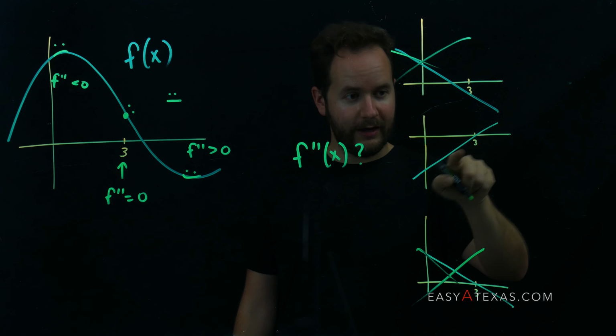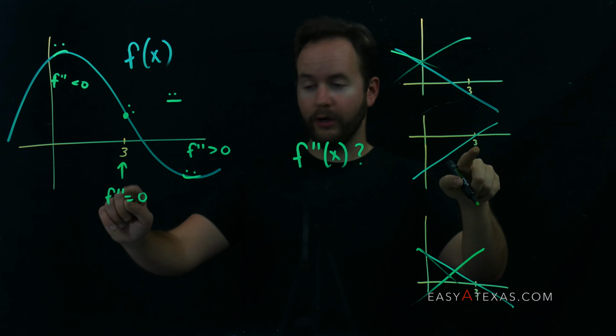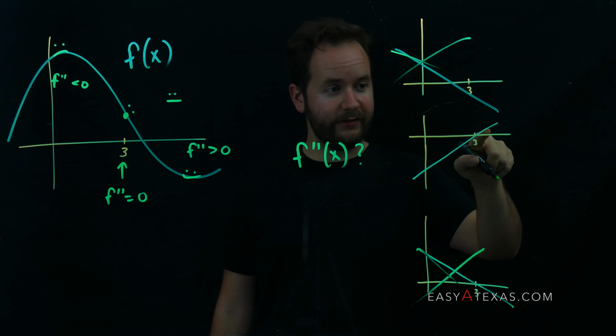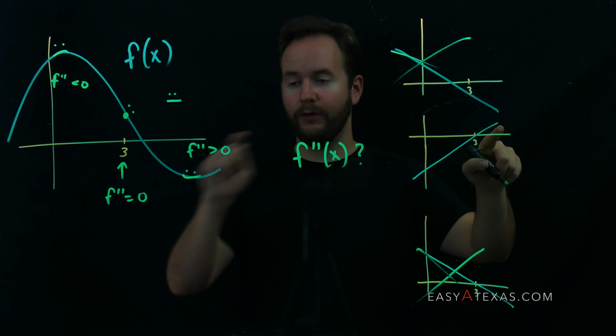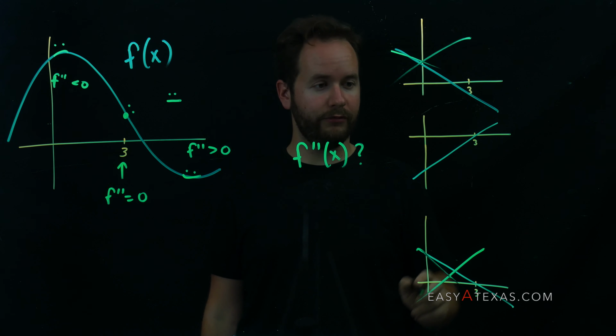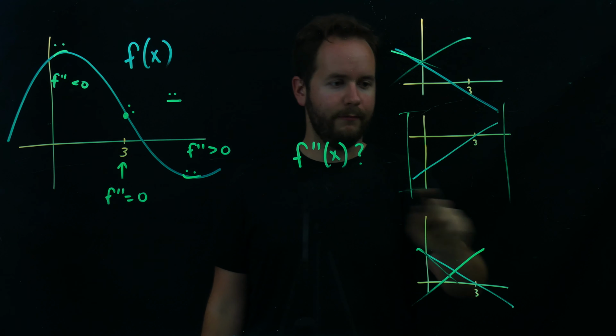This graph starts out negative until it hits x equals 3, where we know the second derivative is 0, and then after x equals 3 it becomes positive, which is fine because we know the second derivative is positive to the right of x equals 3, meaning this guy must be our answer.